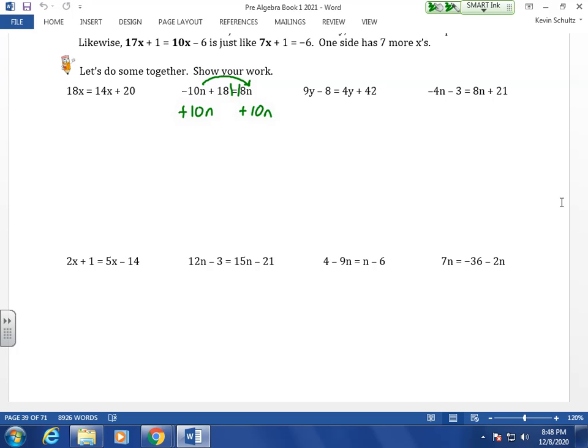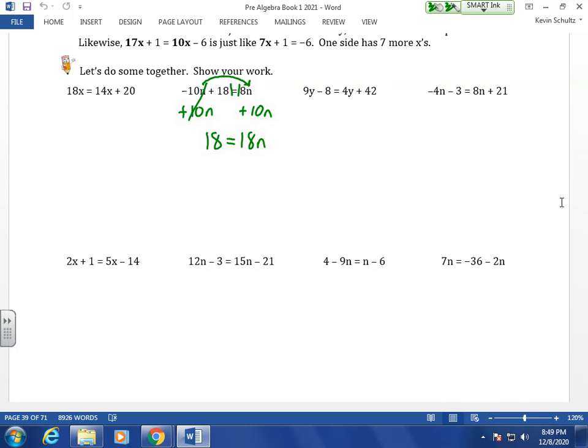On the left side, negative 10n plus 10n is 0n, cancel out. I'm left with just my constant of 18. And on the right side, 8n's plus the 10n I'm adding to them is a total of 18n. Okay? So 18 equals 18n.